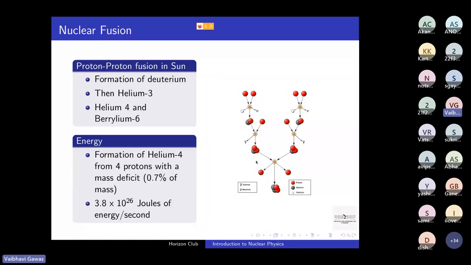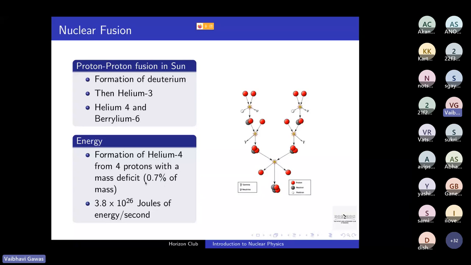And this helium-3, there will be multiple processes that form this helium-3 atom. And the two helium-3 atoms form your helium-4 along with the release of two protons. So this fusion is important in the sense that there is a mass deficit. If you consider two protons and two neutrons and calculate the total mass, and then you calculate the mass of the bound system of helium-4, there is a mass deficit which is 0.7% of the total mass of helium. And the 0.7% mass deficit arises from the binding energy that is released.